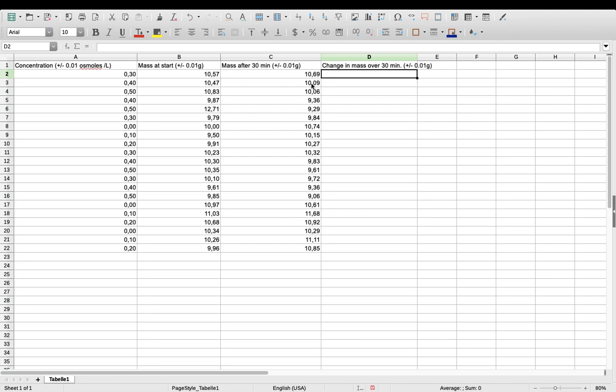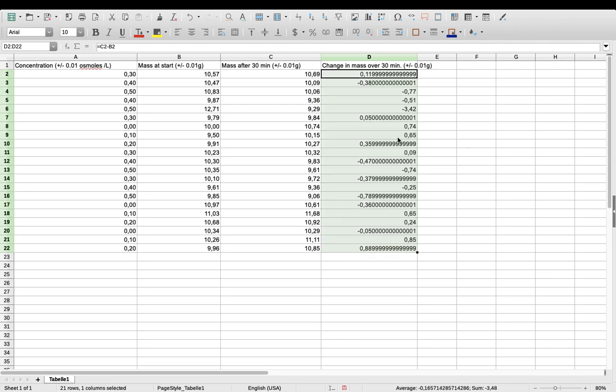And here, in case you haven't learned or forgotten how to calculate in spreadsheets, I'm going to put the equal sign, and then I can click on the cell minus this cell. Now I'm always going to do final minus initial, because that way the sign in this number will be correct. If it's gone down in mass, it'll be negative, and if it's gone up in mass, it'll be positive. And instead of having to type that in every single time, I'm just going to grab this bottom right corner and drag that down. And now it has done the same calculation for each of these cells.